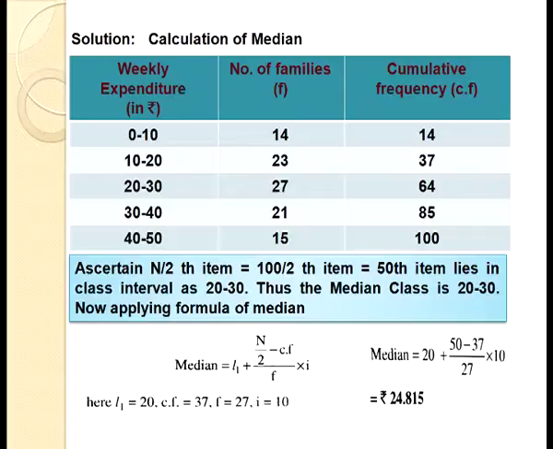And the class interval gap, between 20 to 30, is 10, so we have multiplied with 10. So we get the value as shown, rupees 24.815. So this is our median value. Students, we have learned how to compute median in case of continuous series. We now know that we need to arrange the data over here also. So let's see, if the question turns from continuous series to inclusive series, how we are going to compute median.